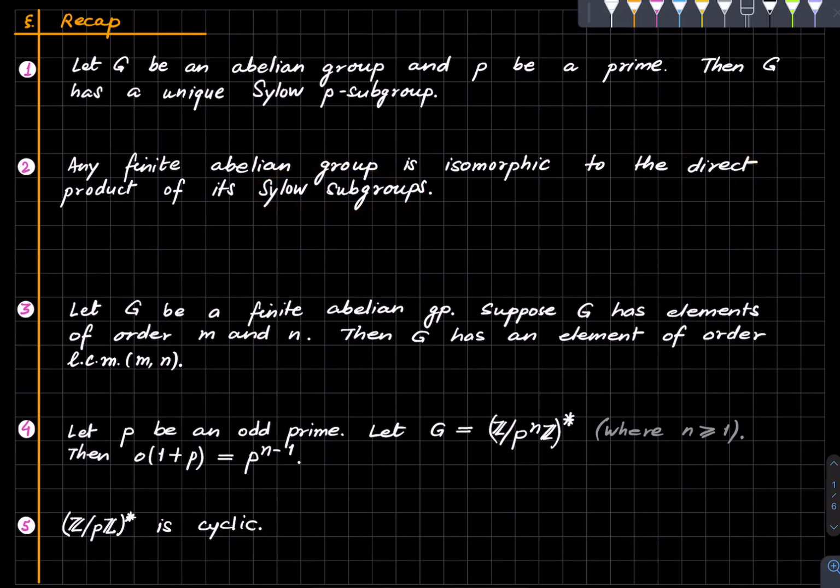Long ago we showed that if we have a finite abelian group G, which has elements of order m and n for some positive integers m and n, then G also has an element of order the LCM of m and n.